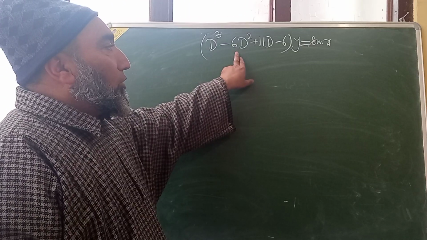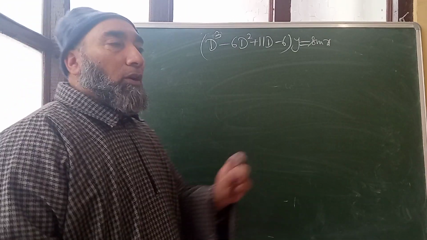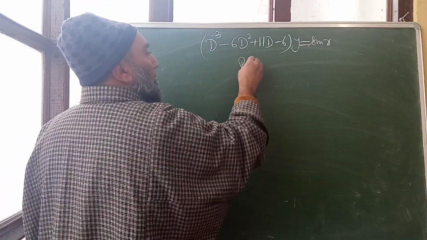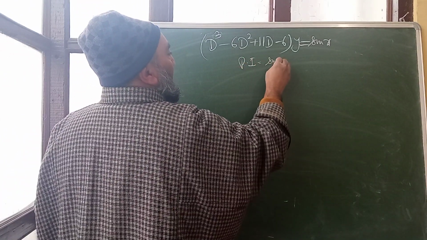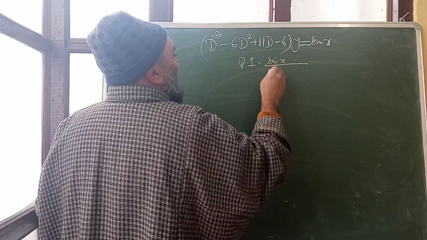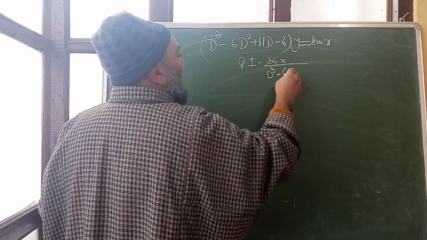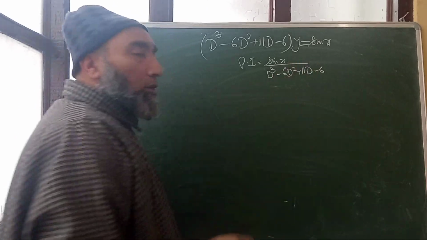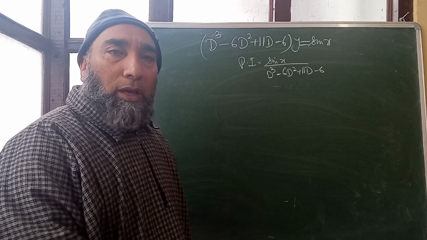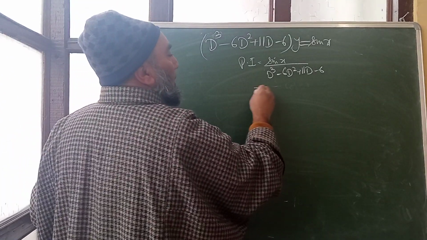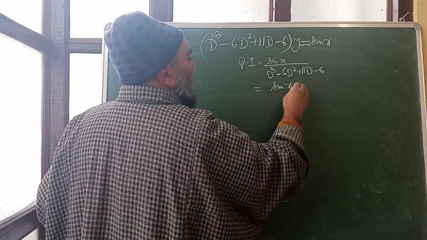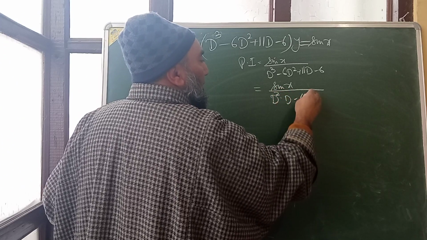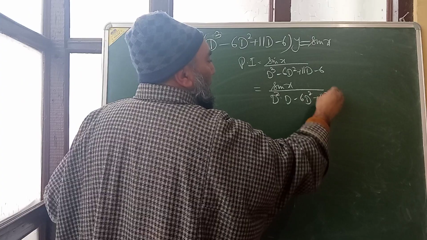I have shown you this question. Its roots are 1, 2 and 3. I will not go to the complementary function. Now the particular integral is sine x upon D cube minus 6D square plus 11D minus 6. For sine or cos, what is the rule? You have to replace D square. So I will be having D square over here. This is D cube, which is D square into D, minus 6D square plus 11D minus 6.